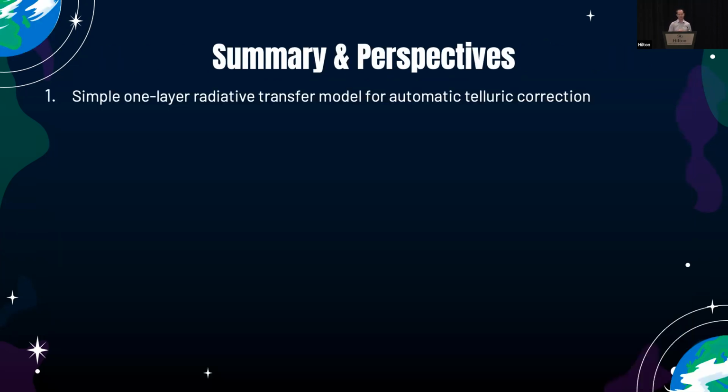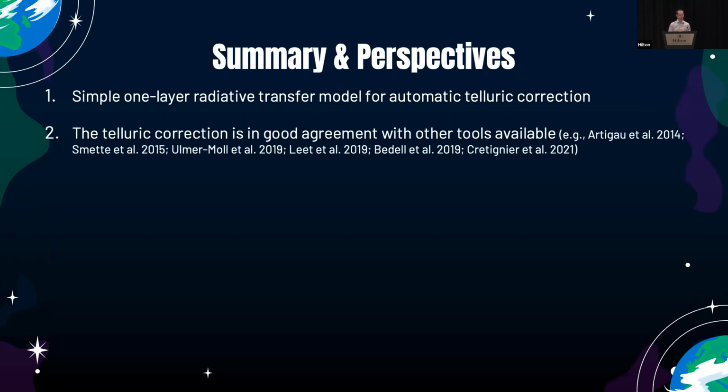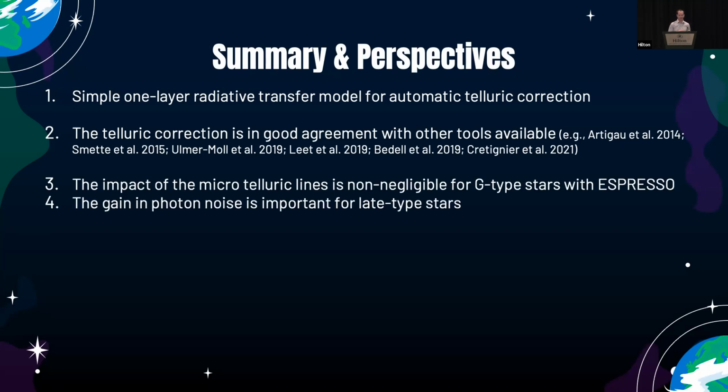To summarize and show you the perspective of the telluric correction, we just developed a simple one-layer additive transfer model for automatic telluric correction. It is in good agreement with other tools available to the community that I described quickly at the beginning. The impact of microtellurics is non-negligible for G-type stars with ESPRESSO, and it has to be considered in the analysis. The gain in photon noise is also important for late-type stars like Proxima.